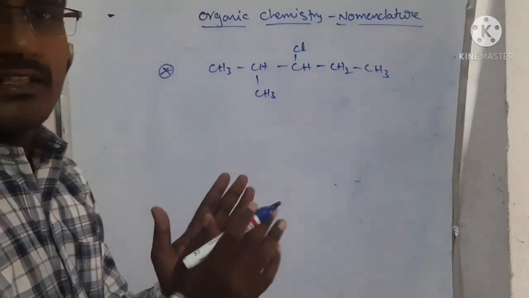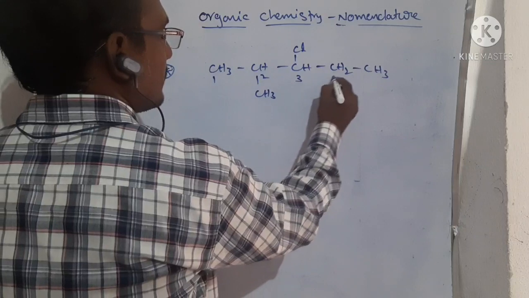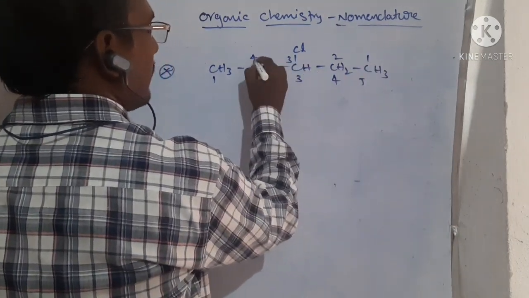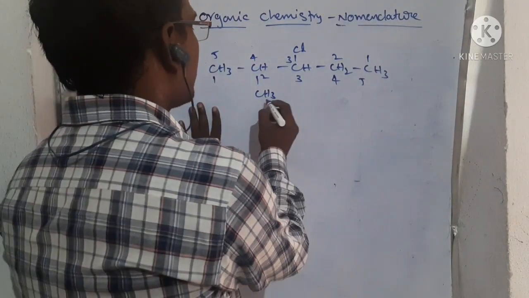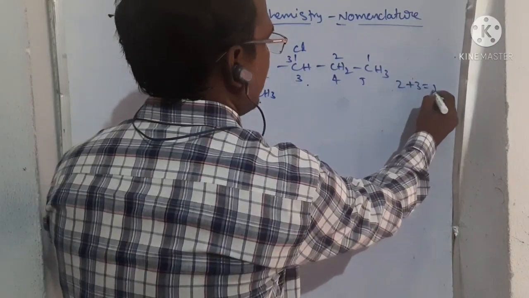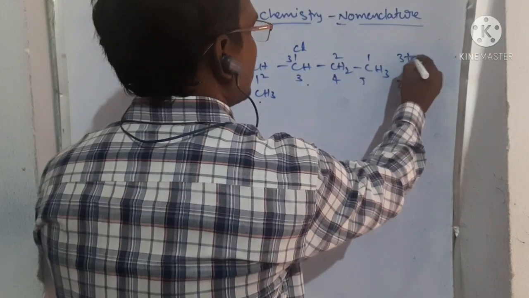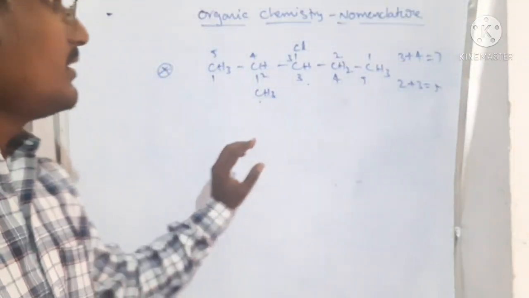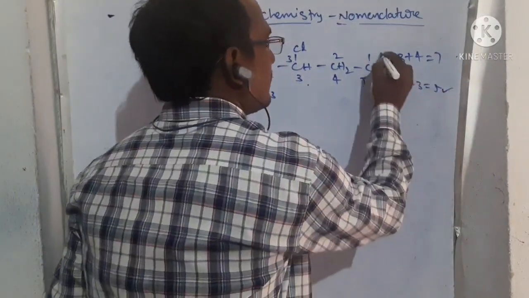So first, number the straight, longest carbon chain: 1, 2, 3, 4, 5. This way 1, 2, 3, 4, 5. Right? So the substituent positions are second and third, so second plus third is 5. From the other side, third plus fourth, that is 3 plus 4, equals 7. So which is correct? The least number is the possibility, right? So this is the correct one.